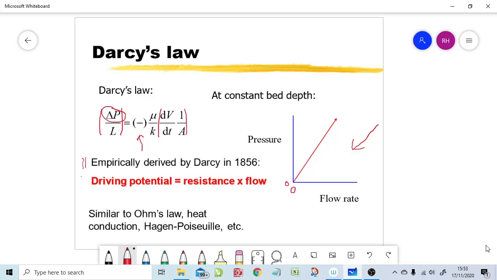And as stated before, it's simply the driving potential is equal to some resistance term times the flow. And that is similar to Ohm's law, as we saw a few seconds ago, the Fourier heat conduction equation, Hagen-Poiseuille for flow of fluid through a pipe. They all behave in exactly the same sort of way, where to get an increase in flow rate, you have to increase the driving force or driving potential. So they're all similar sorts of equations in that respect, simple linear equations.